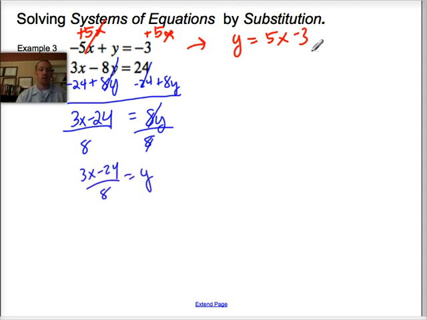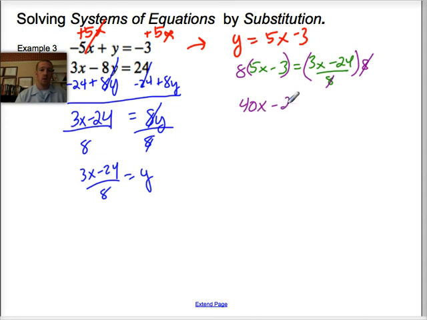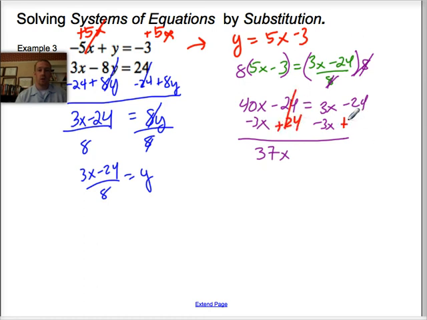So now I set those equal to one another. So I have 5x minus 3 equals 3x minus 24 over 8. So I'm going to multiply both sides by an 8. That reduces there. And so as I distribute here, I get 40x minus 24 equals, these reduce, so I got 3x minus 24. So I'll subtract 3x. I got 37x. I'm going to also add the 24 here to both sides to cancel that out.